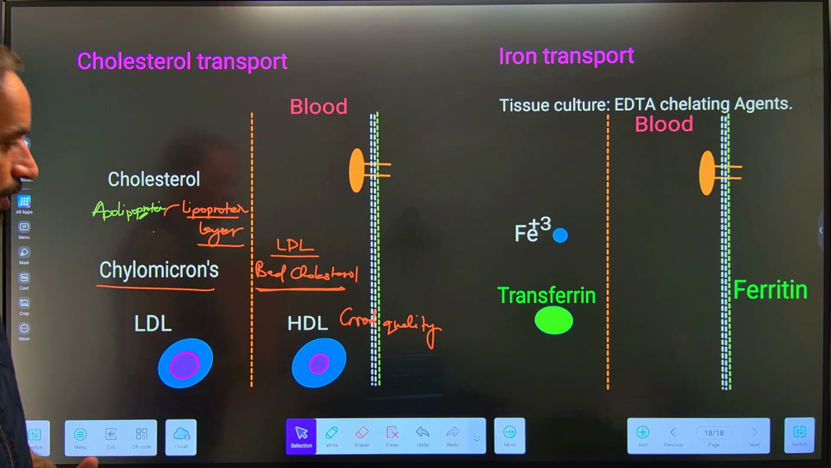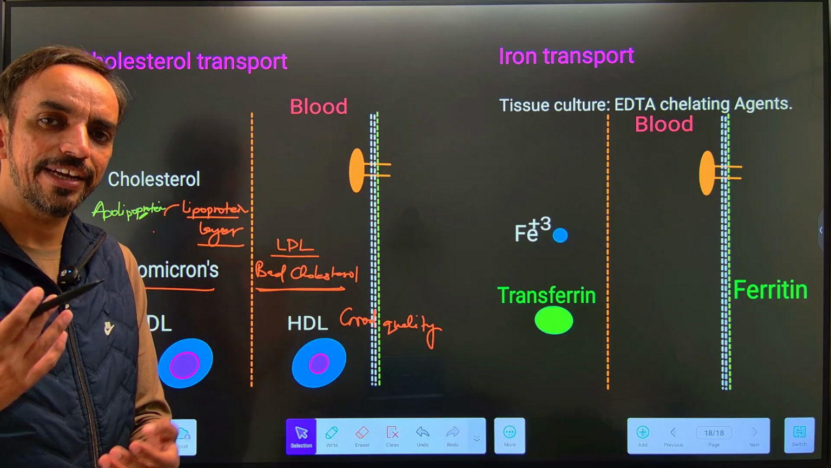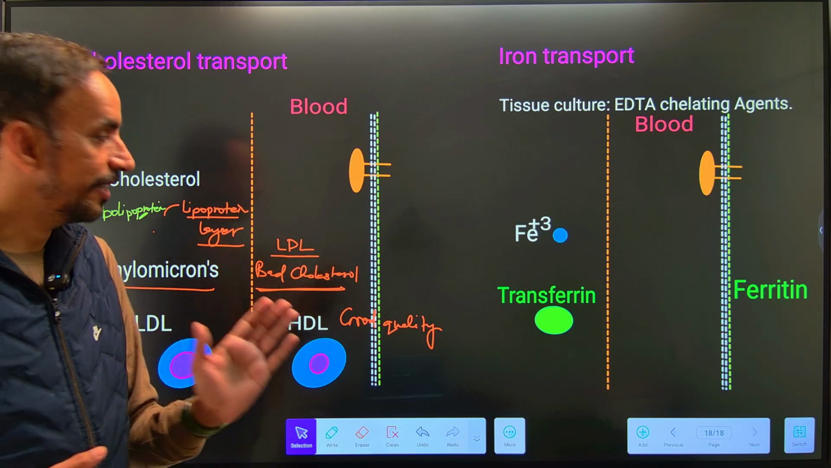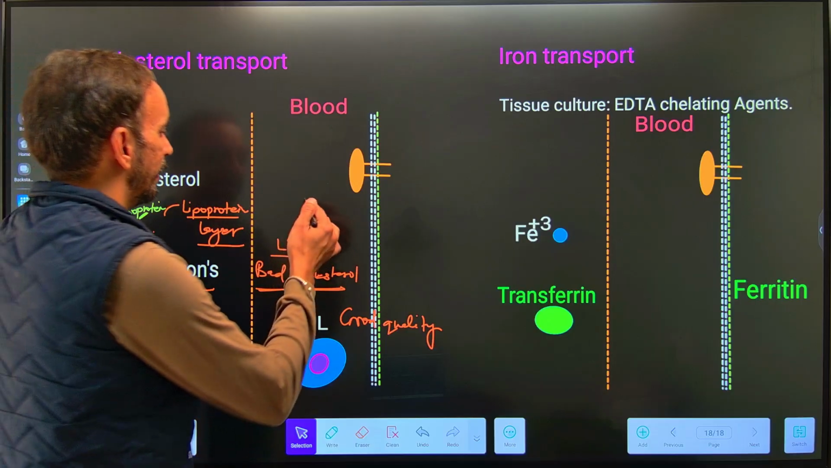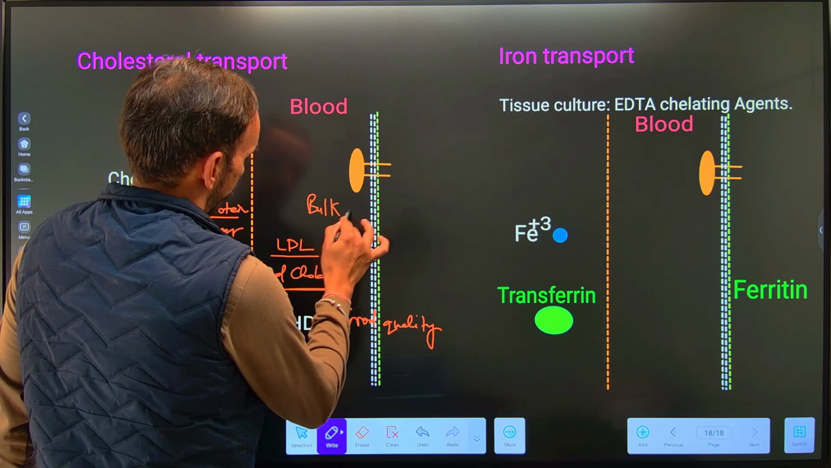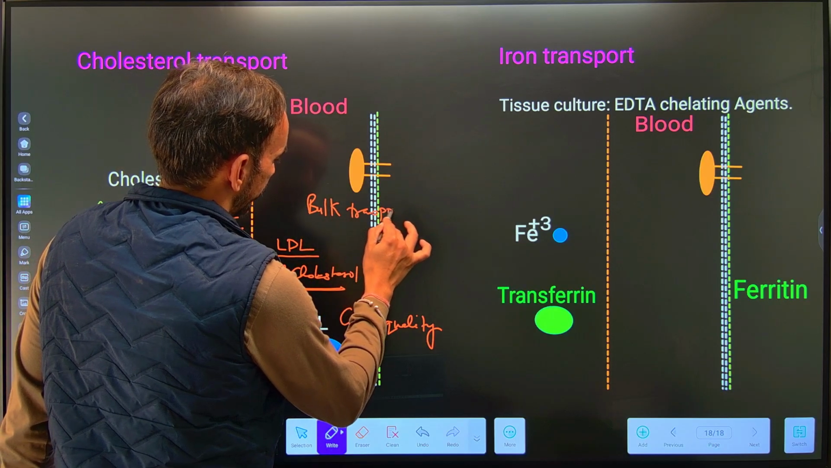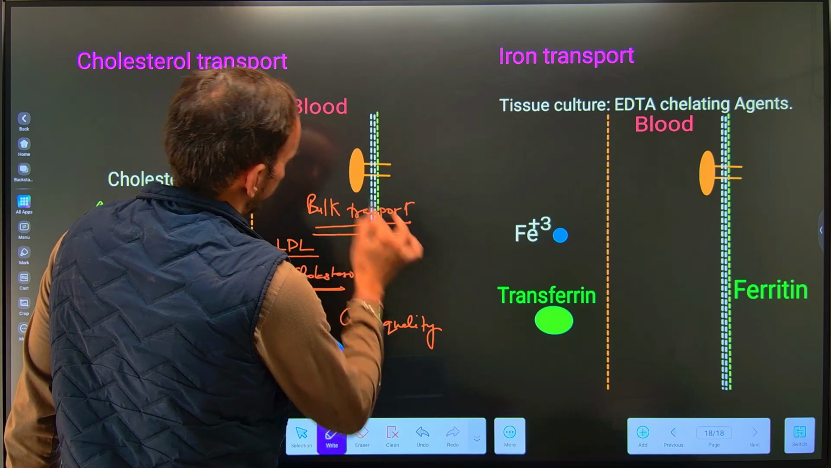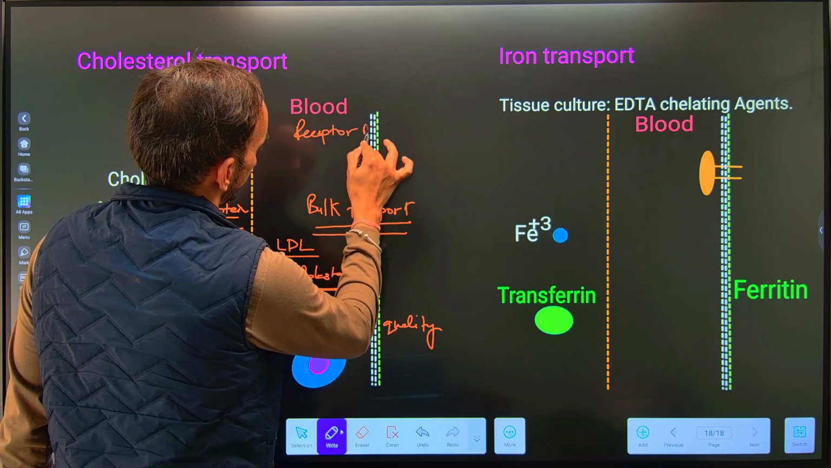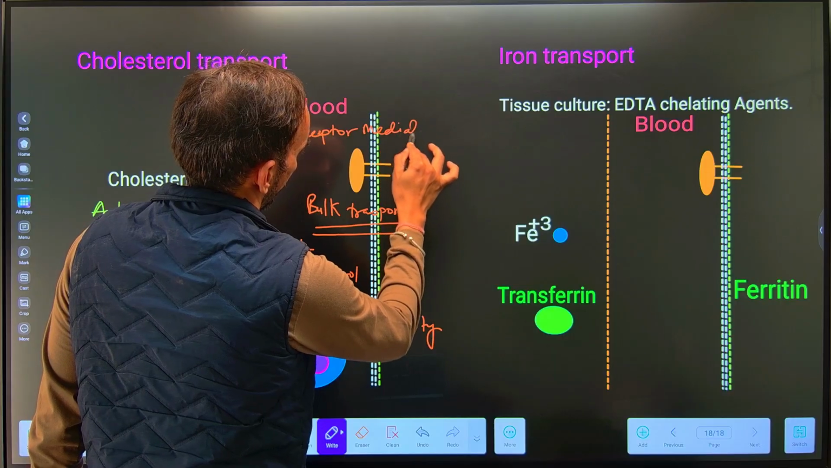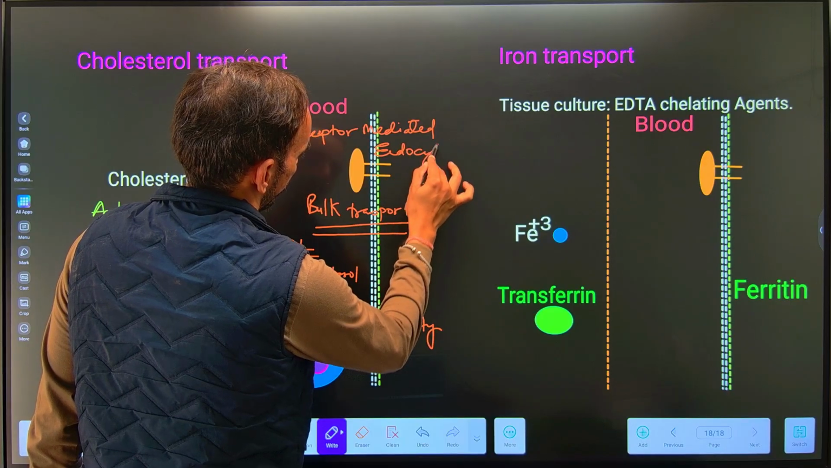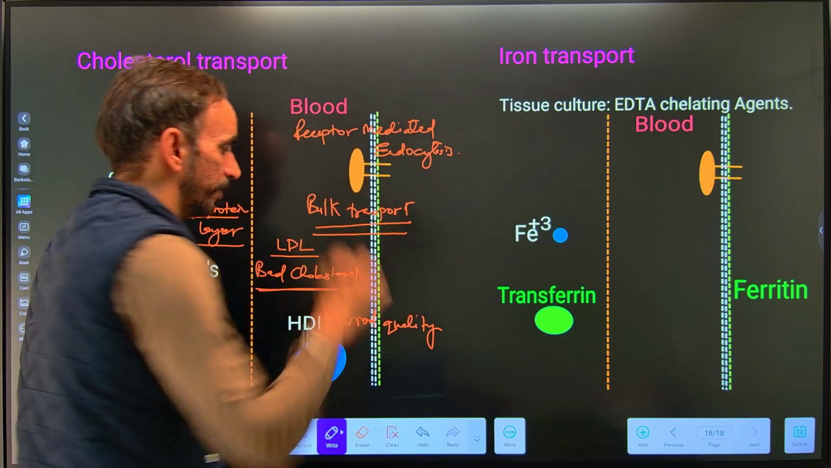So the cholesterol transportation is in the form of HDL and LDL, and the transportation of cholesterol into the cells is a bulk transport. bulk transport और mechanism क्या कहलाएगी? receptor mediated endocytosis. It is a receptor mediated endocytosis process. ठीक है, ये चीज याद रखनी है अपने को.